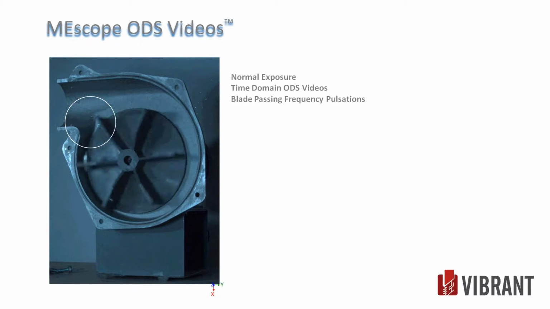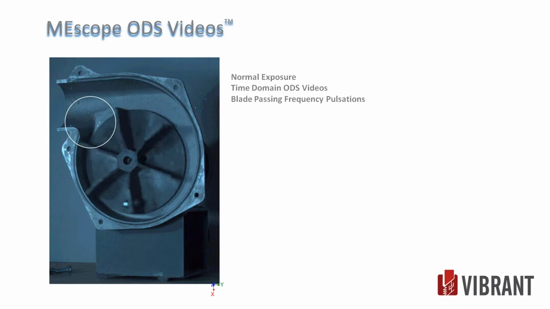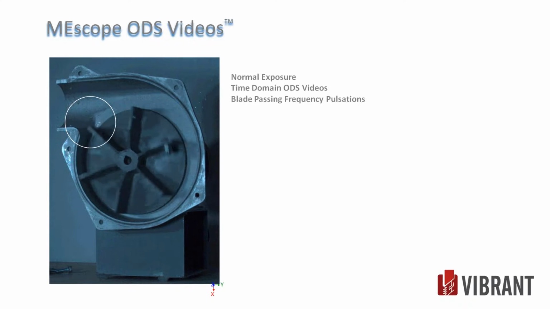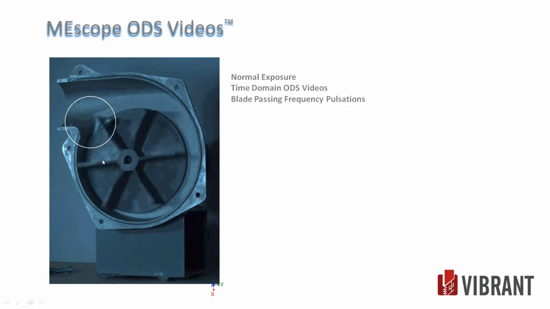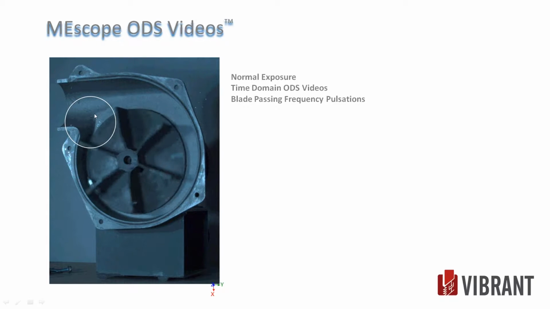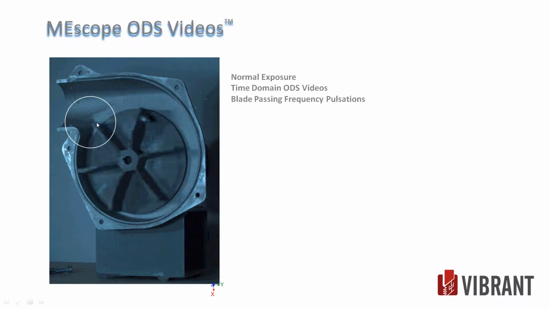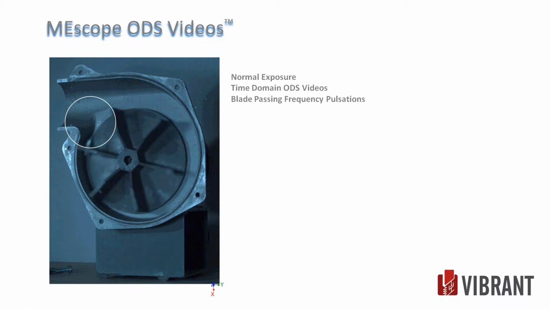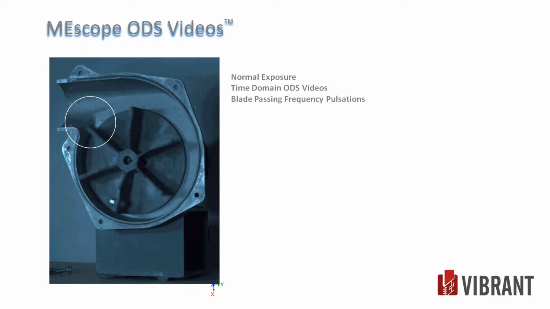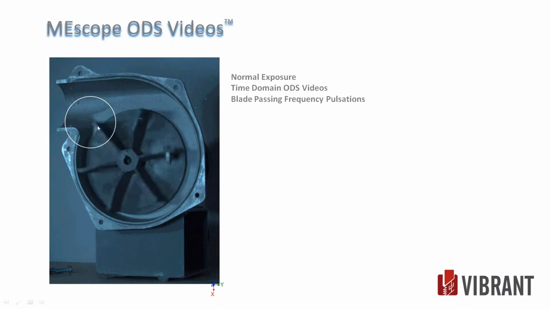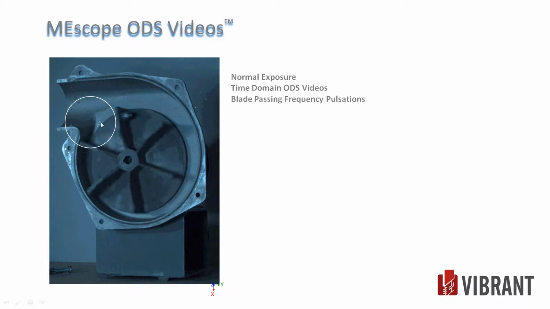This is the normal exposure time domain ODS. So we can see rotation of the shaft and anything coupled with it, which is the fan. But every time it goes past the cut water, you can see the housing move. And it might be a distortion in shininess. You see a little glare there as each blade passes by.